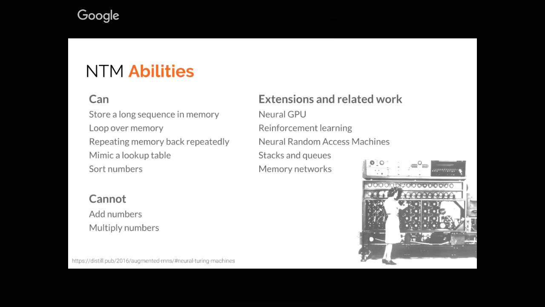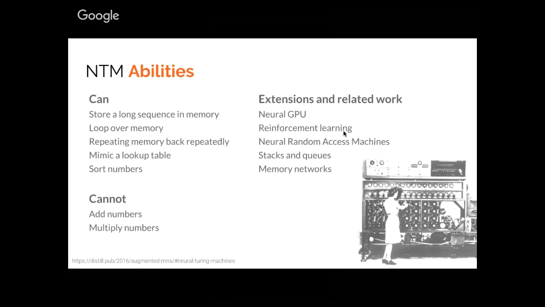And it could mimic a lookup table, and it could sort numbers, which is also quite impressive. Like things neural networks usually can't do. Of course, they are all things which are relatively easy given a normal programming language. What they couldn't do was adding numbers or multiplying numbers. But that actually happened in the extensions which came later, called Neural GPU, which could do some arithmetic.